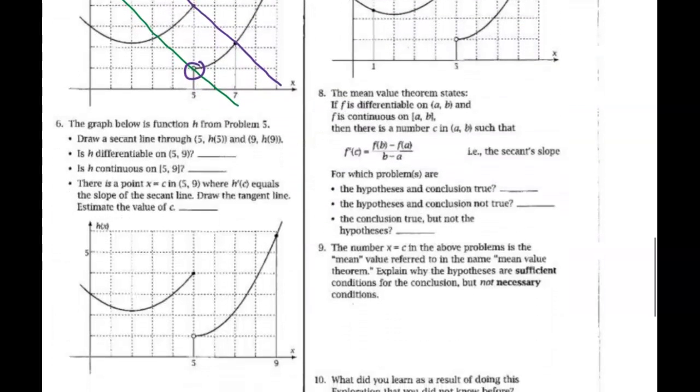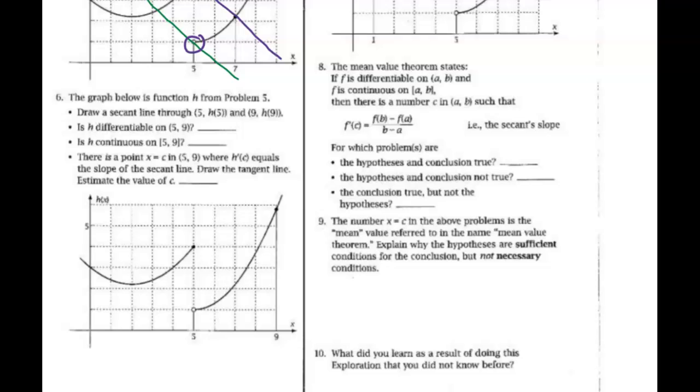So now we have the same function again, and we're looking between 5 and 9. So I'll draw my secant line. And then I'm going to look for a tangent line. If I make a parallel tangent line, it's kind of hard perspective-wise to draw it, at least for me. So it's something like that. So maybe C is right there.